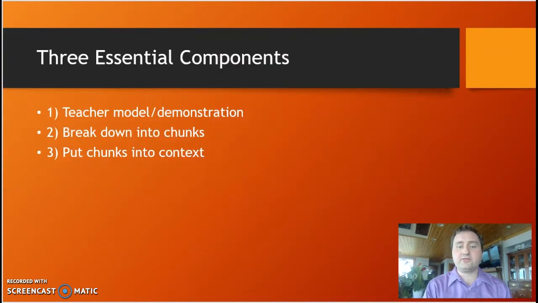In my opinion, the three essential components of scaffolding, the three things that make up the definition of scaffolding, are teacher modeling and teacher demonstration as the first step. The second step being breaking it down into chunks and having the students play through whatever it is you're doing in chunks. And then lastly, putting these smaller chunks into the context of the piece you're working on or the song you're singing.